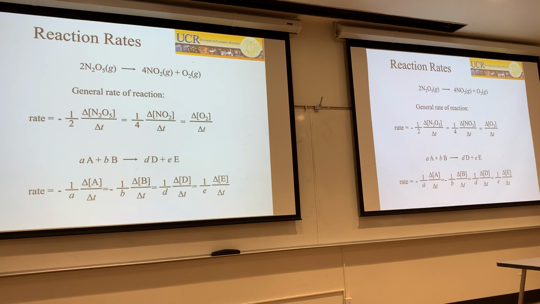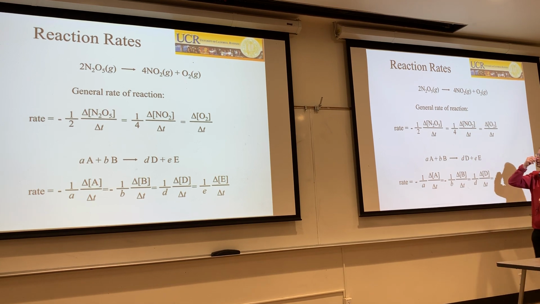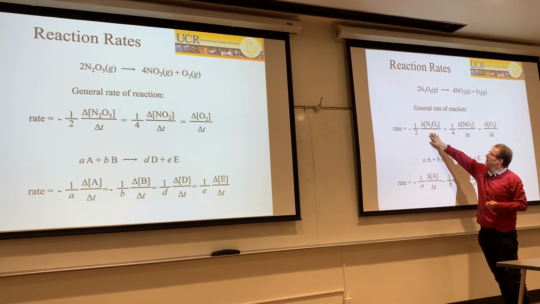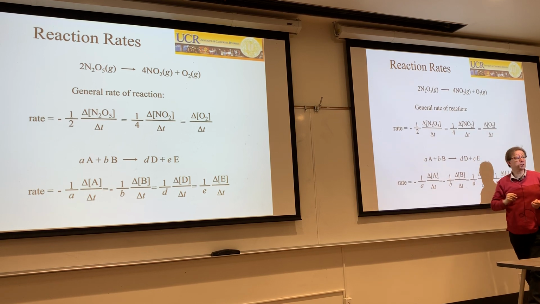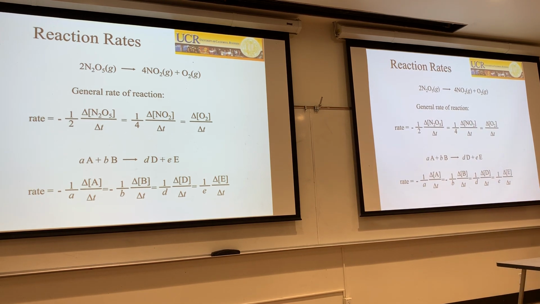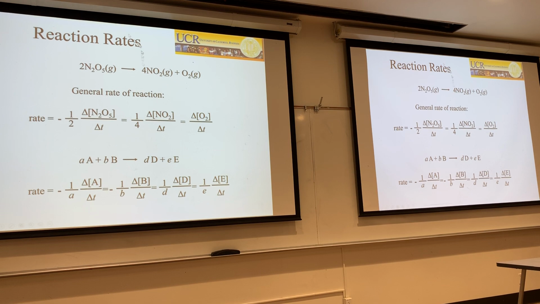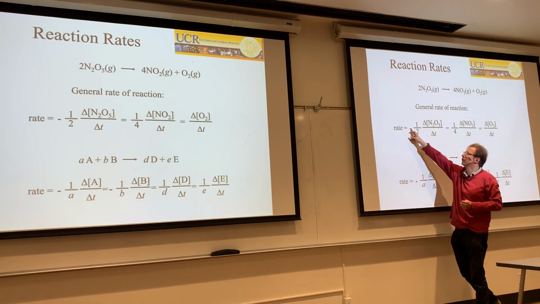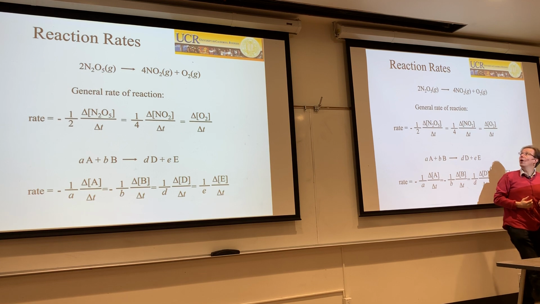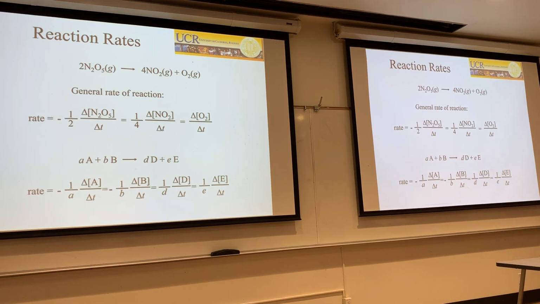Now, what we'll find is that the rate of decomposition of N2O5 and the rate of formation of O2 is not the same number, even if we take into account this minus sign over here. Because for our overall reaction, which we have here, we need 2 molecules of N2O5 to make 1 molecule of O2.